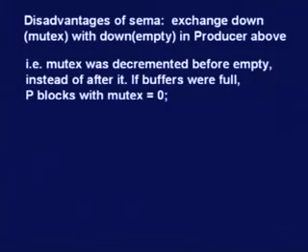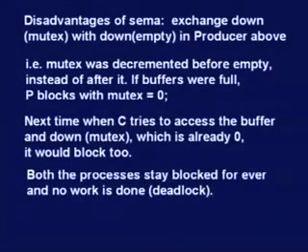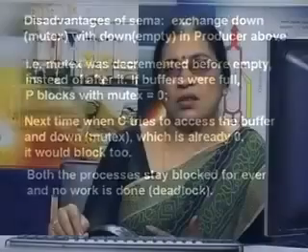What I am saying is that if mutex is decremented before empty is decremented instead of after it, then if there is a situation when the buffers are full, the producer will block with the mutex equal to 0. The next time the consumer tries to access the buffer and tries to do a down on mutex, the value of mutex is already 0, so the consumer will also block, and both the processes will stay blocked forever and no work will be done. That means the deadlock situation will arise.